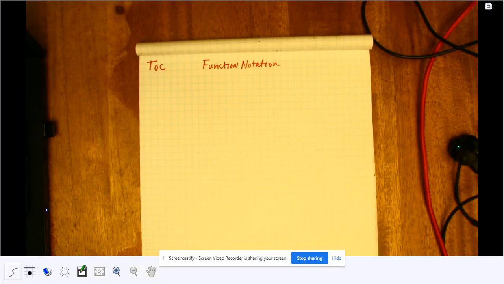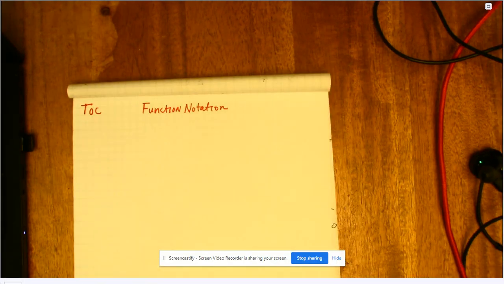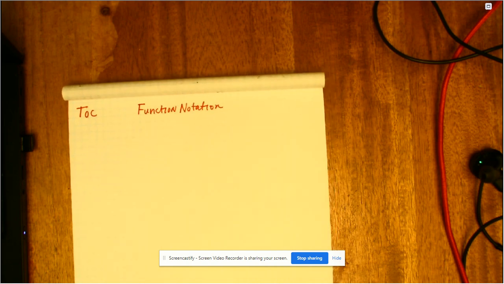Okay, so we're going to talk about function notation today. So in your TOC, put function notation and whatever page you're on.